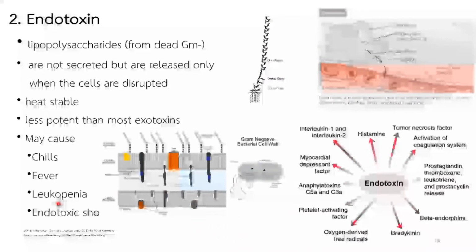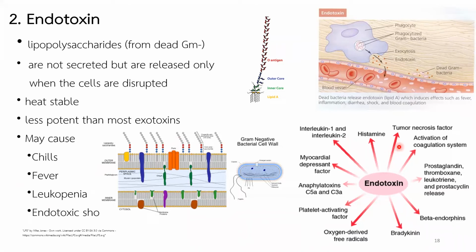So endotoxin can cause a number of adverse effects in our body, such as stimulating the production of interleukin-1, secretion of histamine, tumor necrosis factor, and a number of other mediators. So if we get a heavy infection of bacteria, in particular gram-negative bacteria, and they produce large amounts of LPS, you may get chills, high fever, leukopenia, and endotoxic shock.